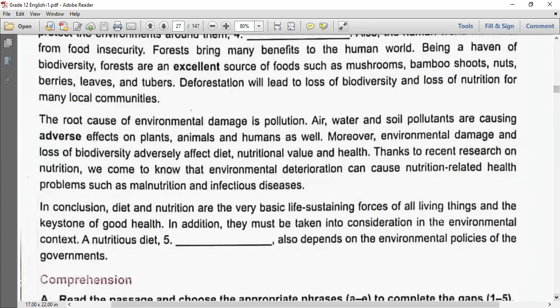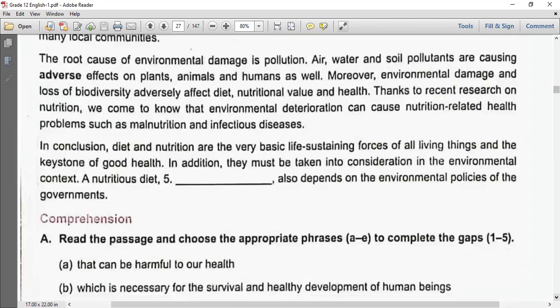A root cause of environmental damage is pollution. Air, water, and soil pollutants are causing adverse effects on plants, animals, and humans as well. Moreover, environmental damage and loss of biodiversity adversely affect diet, nutritional value, and health. Thanks to recent research on nutrition, we came to know that environmental deterioration can cause nutrition-related health problems, such as malnutrition and infectious diseases.